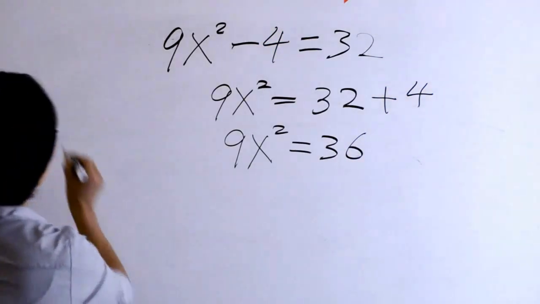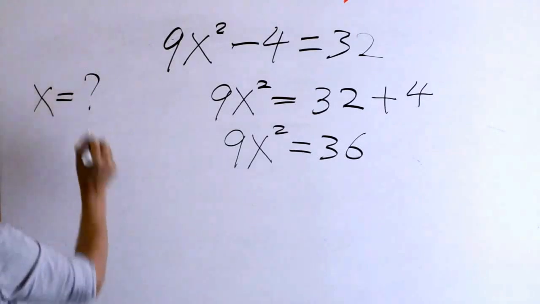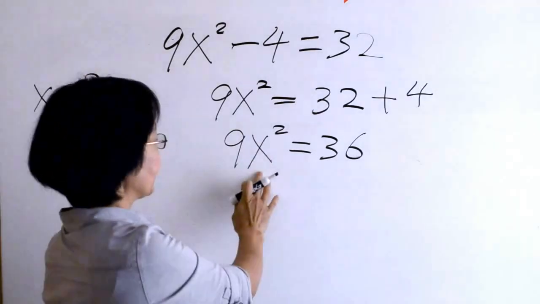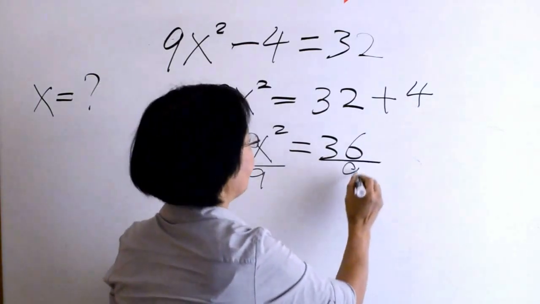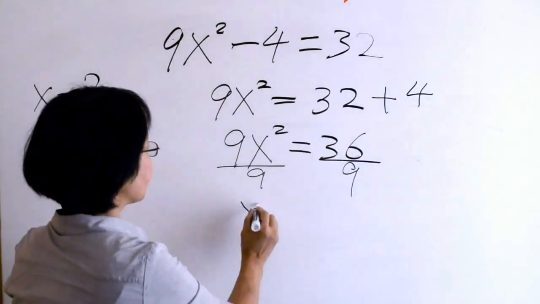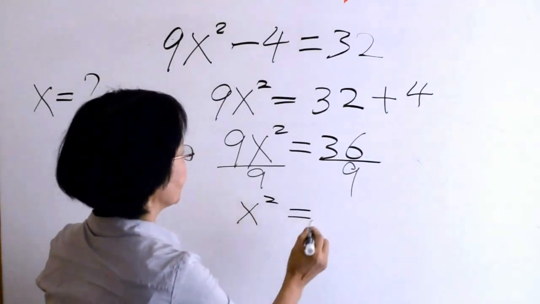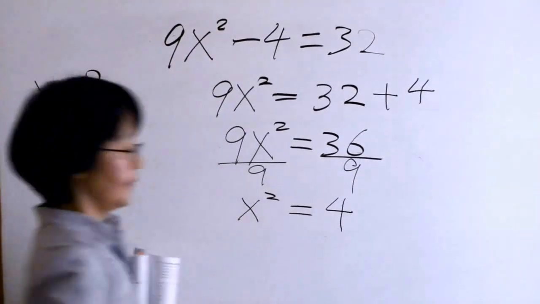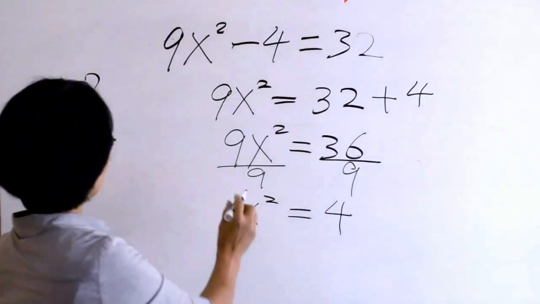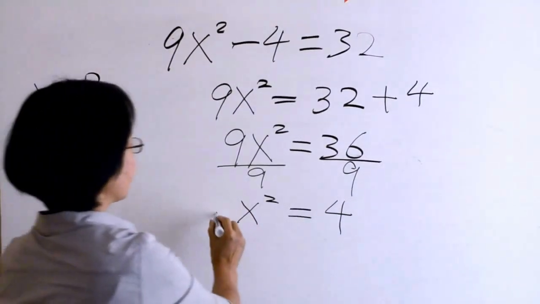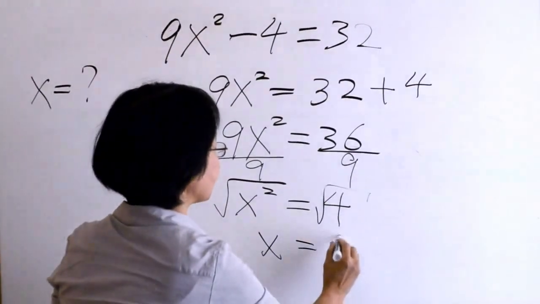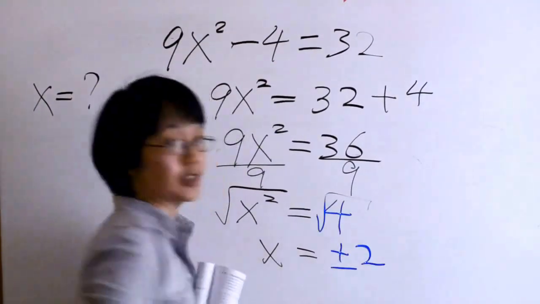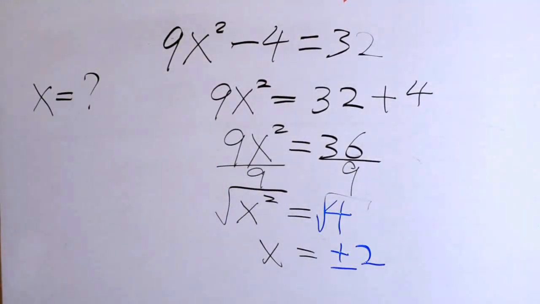Now, to solve an equation means they want x equal to something. They don't want 9x squared. So we have to make it into x. First we get rid of that 9 by dividing both sides by 9. So we have x squared equal to 4. And then we want to take the square root to get x. If you take the square root on both sides, you have x equal to plus 2 or negative 2. So that's how you solve the simple quadratic equations.